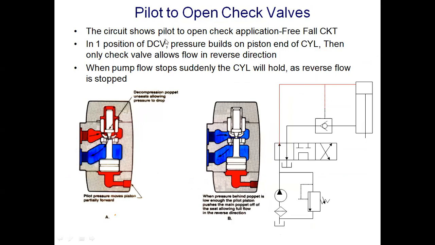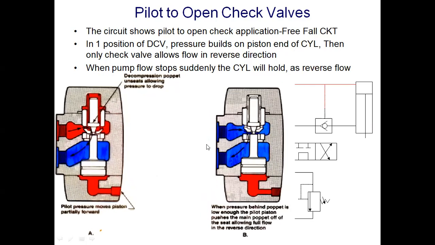See the circuit showing pilot to open check application, a pre-fill circuit. In one position of DCV, pressure builds up on piston end of cylinder. Then only check valve allows flow in reverse direction. When pump flow stops suddenly, the cylinder will hold as reverse flow is stopped. This is the circuit for this.